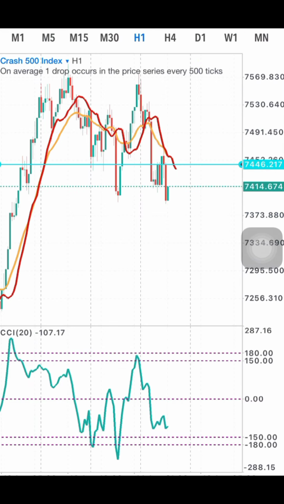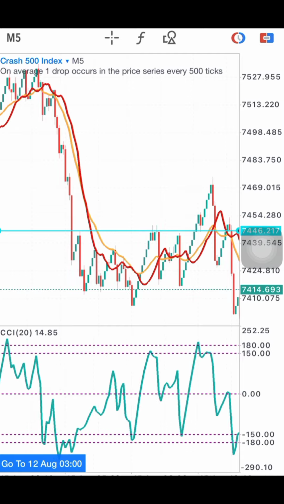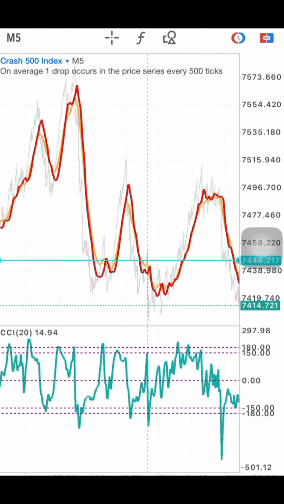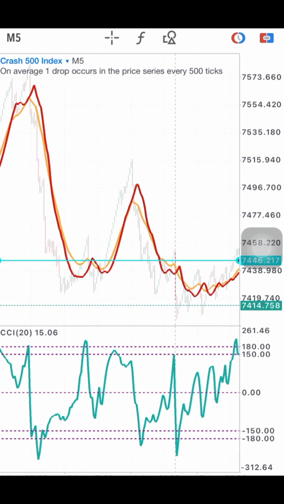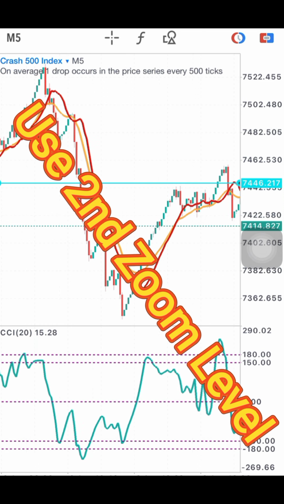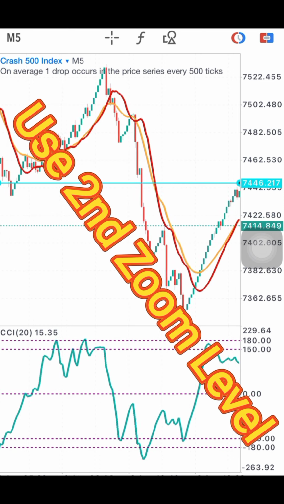So if you are still using 5 minutes chart, if you are a scalper or you have small account, you can use 5 minutes chart to scalp from the lowest level. Zoom once, zoom twice, and that's all. So let me show you some entries. See the back here. Look at it here.